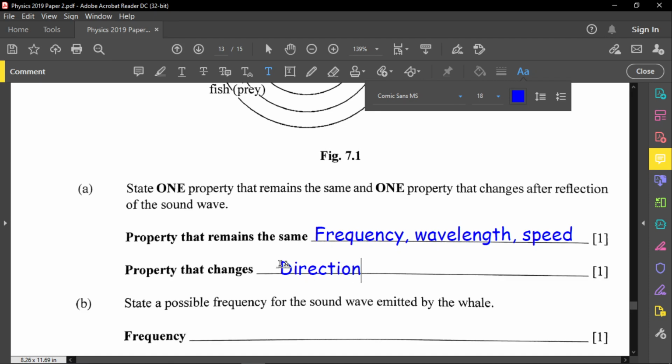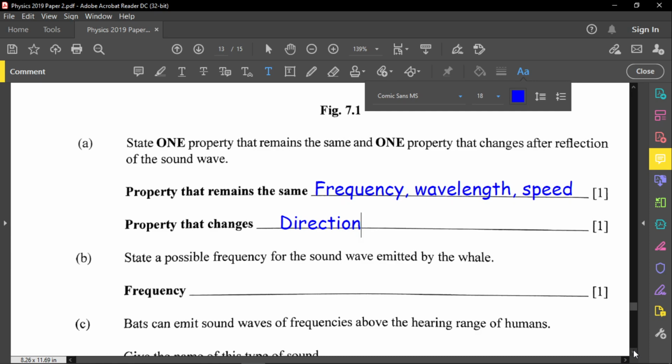That's the only thing that changes: the direction. Now for part B, state a possible frequency for a sound wave emitted by the whale. The frequency is within human hearing, so anywhere from 20 hertz to about 20,000 hertz. That is where we can hear things. So the whale will emit a frequency anywhere between these two numbers.